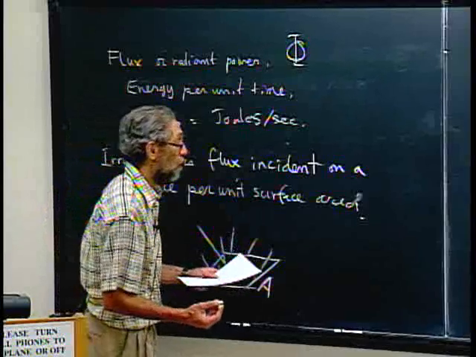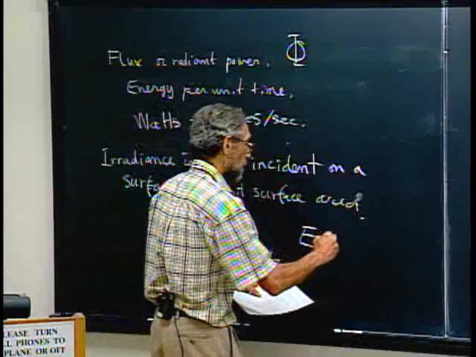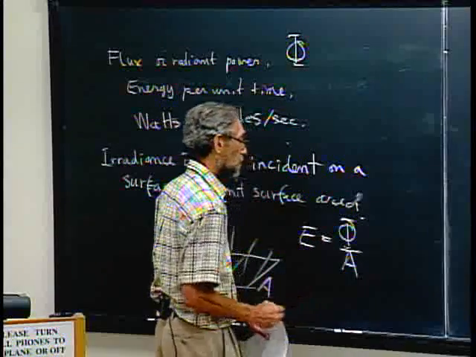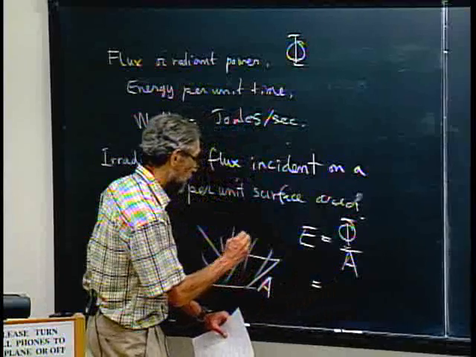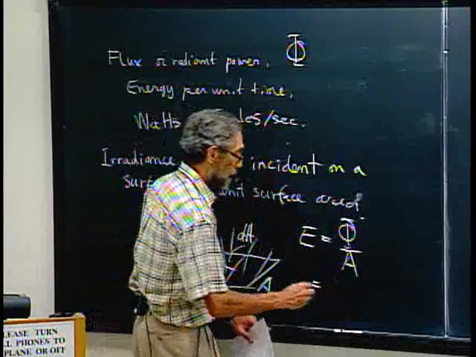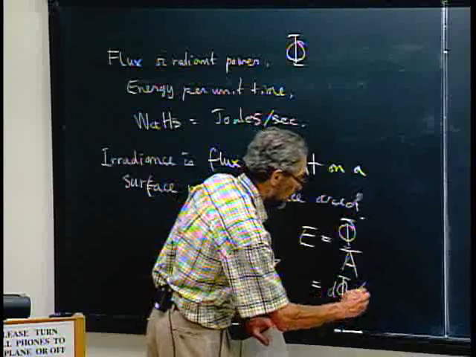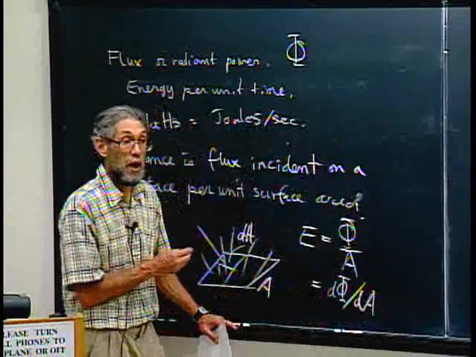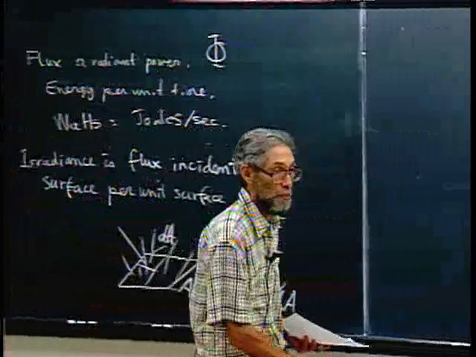And the notation for irradiance is E, and that's the flux that hits the surface over the area that hits the surface, or sometimes you talk about a little infinitesimal area, dA, and then you would say it's the infinitesimal amount of flux for that infinitesimal area. So you could write it either way, depending on how big you think the area is.